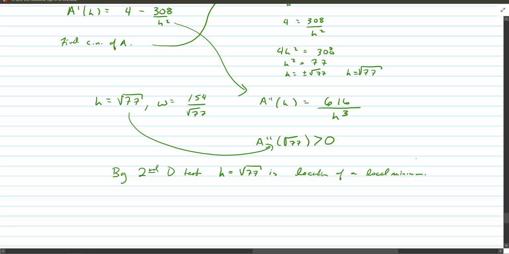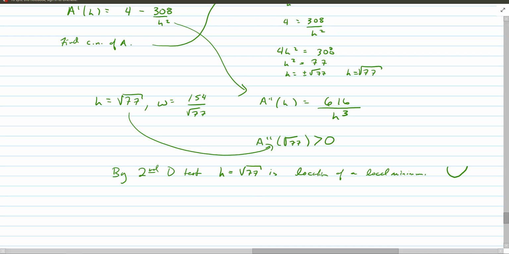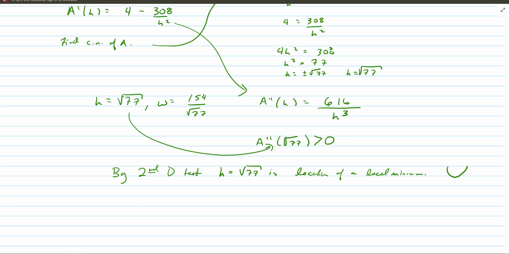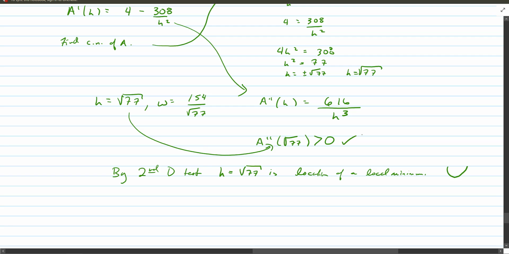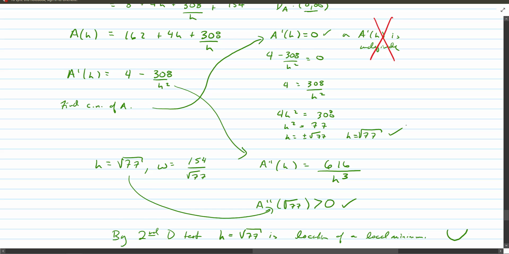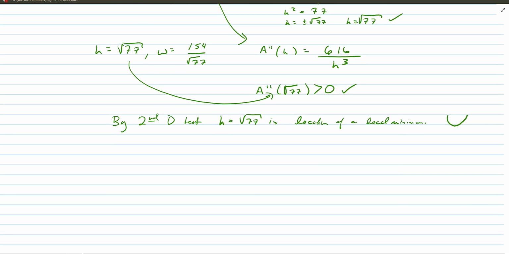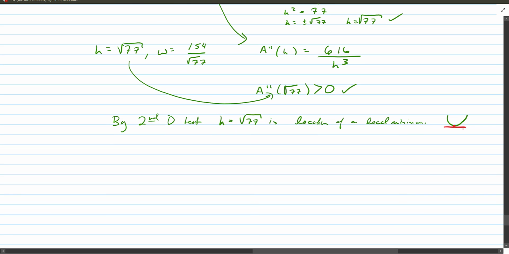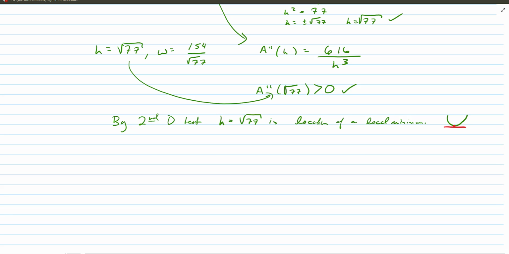Why a local minimum? Because we just said that this was concave up on the interval, and that's what we get from this bit of information right here. And the fact that it was a place where the first derivative was 0, we got from this information right here, says that we've got a horizontal tangent line at a point on a concave up interval. The only place that happens is at a local minimum. That's our second derivative test.